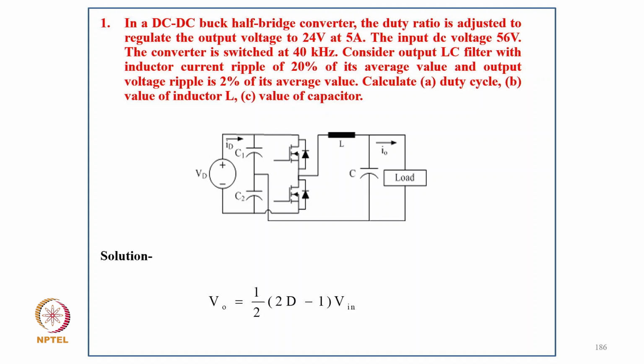The output filter is considered with an inductor current ripple of 20% of its average value, and an output voltage ripple of 2% of its average value. Calculate the duty cycle, the value of the inductor and the value of the capacitor.